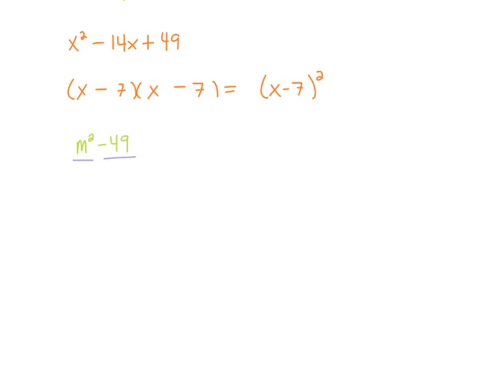Or this concept of what we call difference of squares. All right, so difference meaning subtract, which is we have a subtraction sign, and squares meaning both numbers are perfect squares. All right, so m squared, obviously a perfect square there, and 49, well, it's a perfect square because 7 squared is 49.